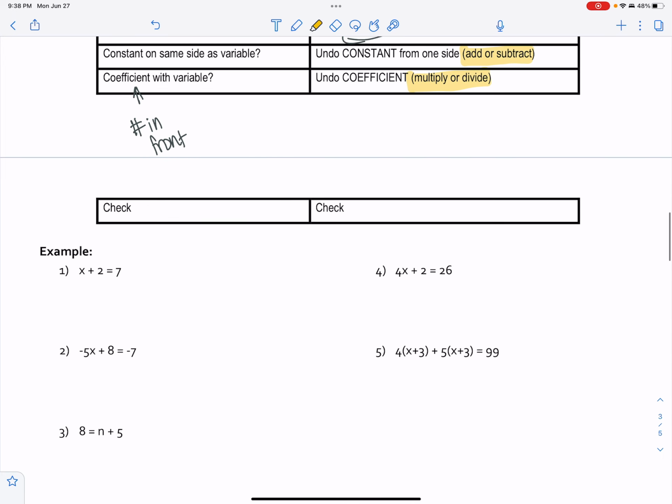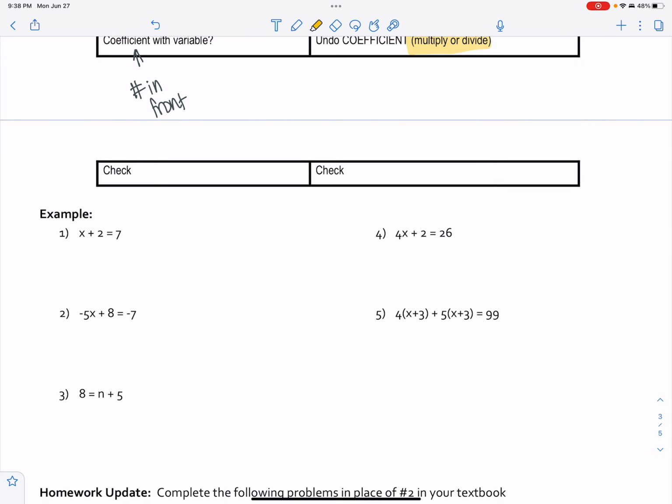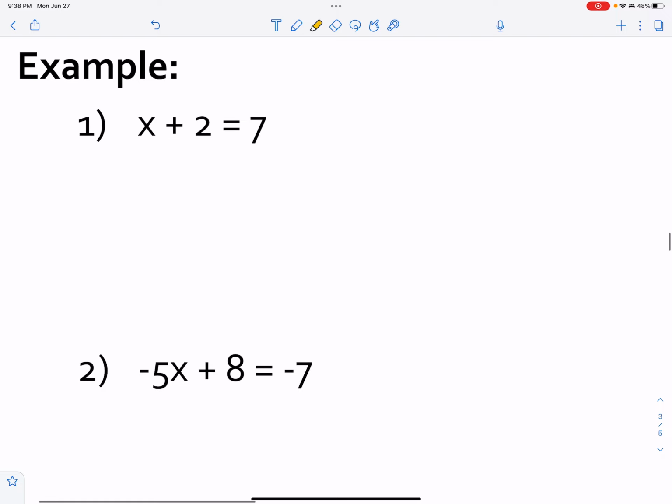then you're going to use multiplication and division to undo those. And so let's look at a couple of examples. There's another video using virtual algebra tiles to solve these. We're going to solve algebraically, so solve using the steps above.